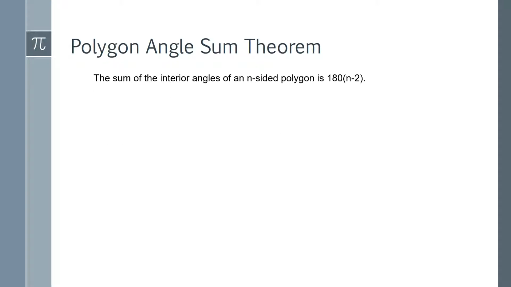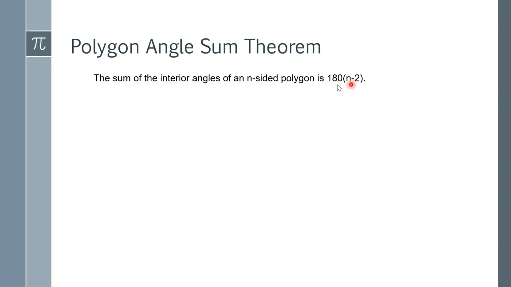So the Polygon Angle Sum Theorem says that the sum of the interior angles of an n-sided polygon is 180 times n minus 2. Now, what in the world does this mean? Well, n-sided, that n just means the number of sides on the polygon. So if it was a 10-sided polygon, that would be a decagon.